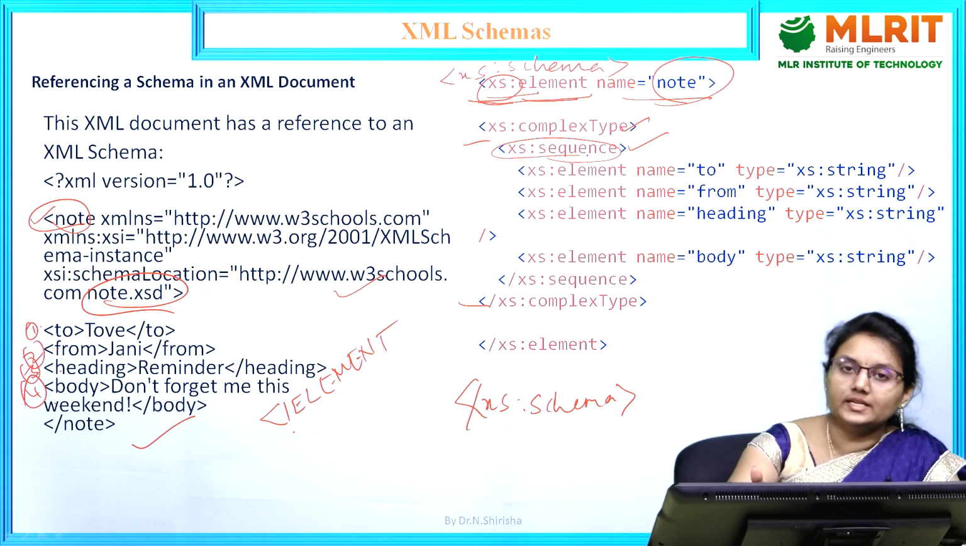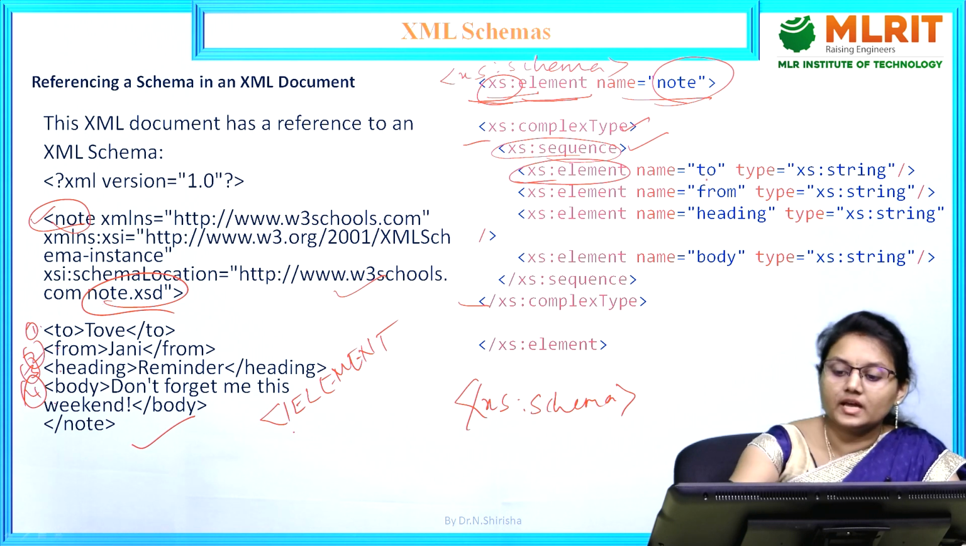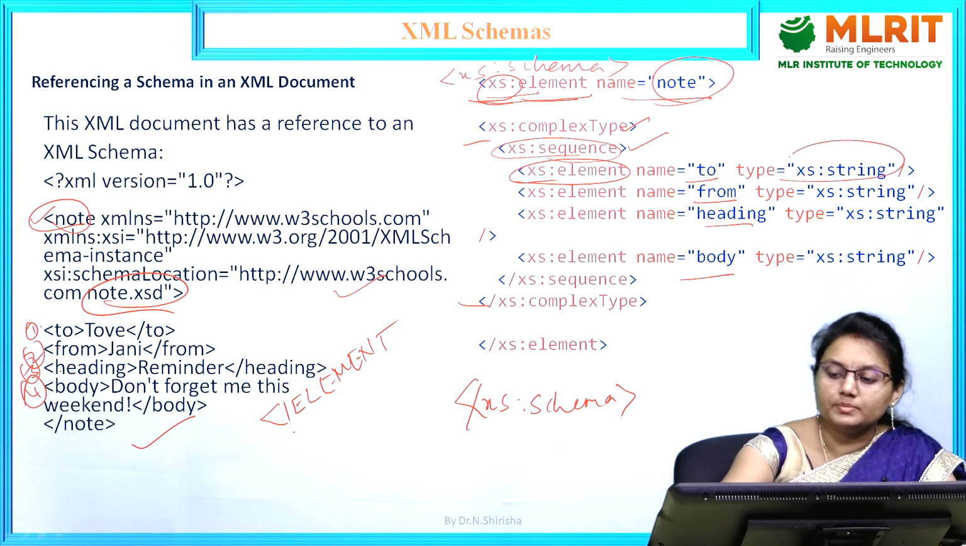So, what are the child elements? We are talking about elements only. Then obviously, you have to define xs:element. What is the type of element? Name: to, from, heading, body. What is the type? String.